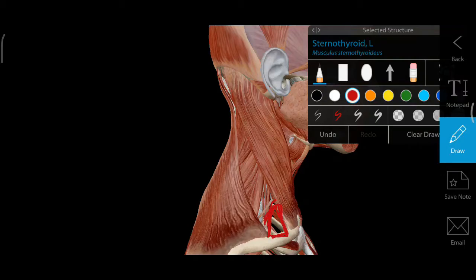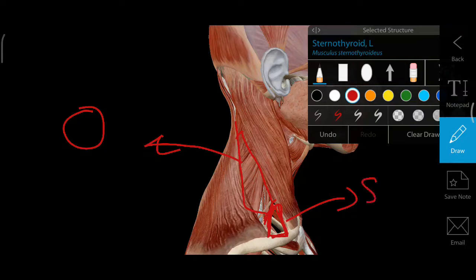The upper triangle is called the occipital triangle because it contains the occipital artery. The lower triangle is called the subclavian triangle or supraclavicular triangle because it is above the clavicle and it contains the subclavian artery. That's why it's called the subclavian triangle. So let's go to the content. First we will see the content of the occipital triangle.